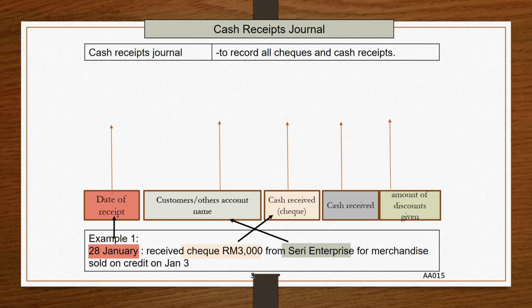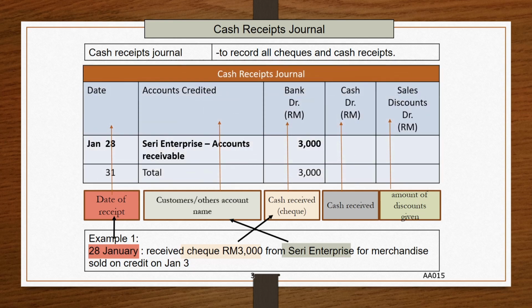And this is the example for cash receipt journal. You can see from this table, this is cash receipt journal. There are 5 columns. The first column represents the date of transaction. The second one, account credited. The third one, account for bank debit side, cash and sales discount.